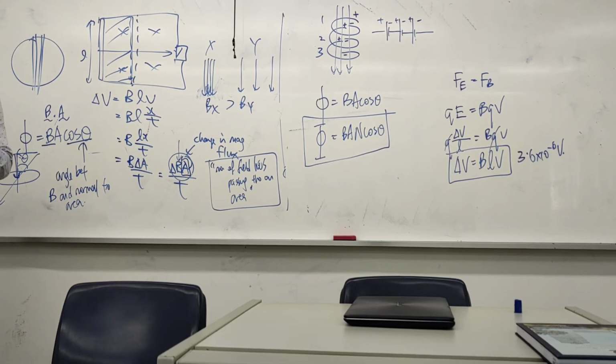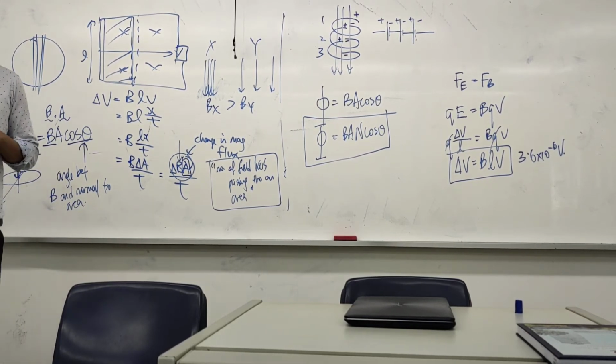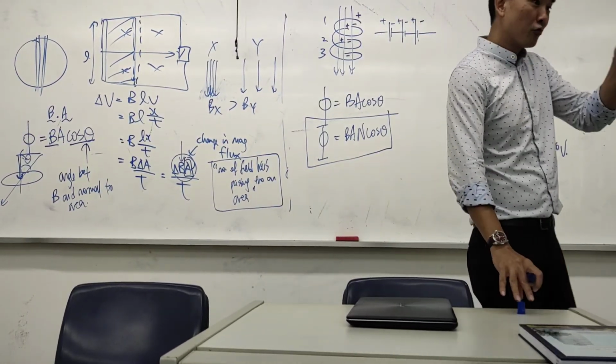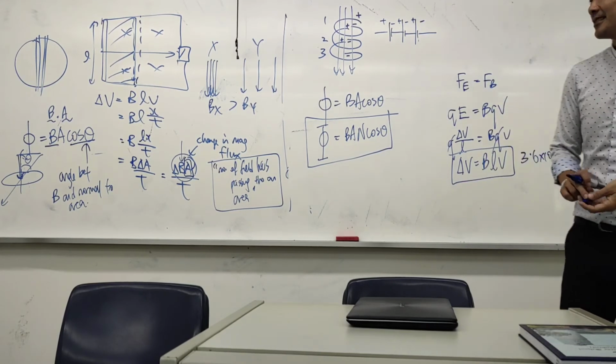And although N is the one that we seldom change, how do you change the number of turns of coil? Usually we change B, change A, or change theta. In generators, we change theta, we rotate the thing.